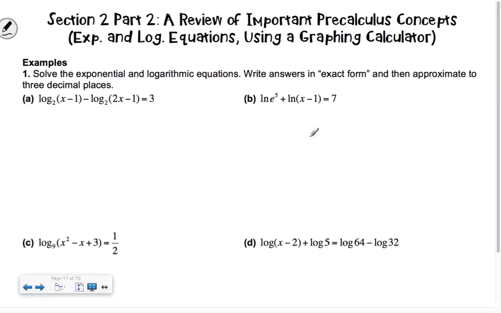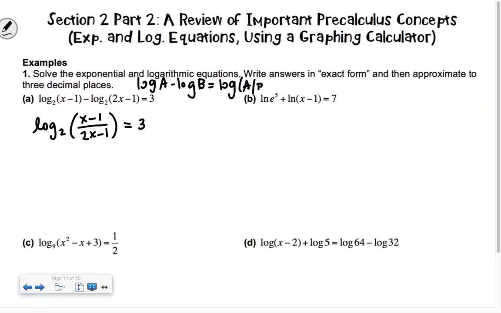All right, so when we see a log minus another log, do you guys remember what the rule is for that? We divide, right? So we're going to combine these two logs with log base 2 of x minus 1 over 2x minus 1. And that's all equal to 3. So that comes from the rule log of a minus log of b is equal to log of a divided by b. That's where we're getting that from.